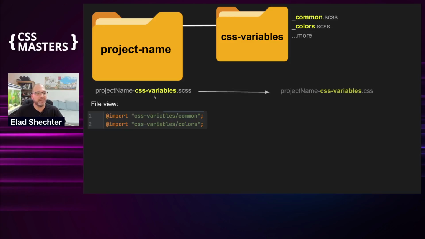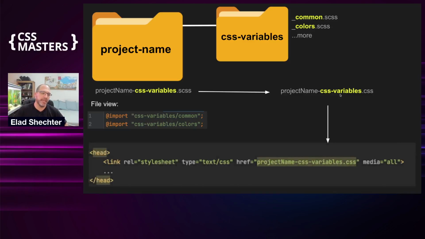And after that, this main SCSS file is being compiled to a separate CSS file that inside has only those CSS native variables, nothing else. And I just import it into the HTML element of the project.